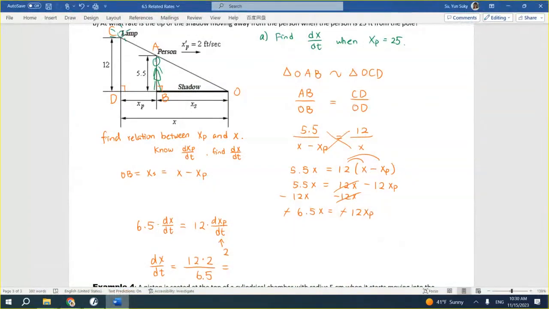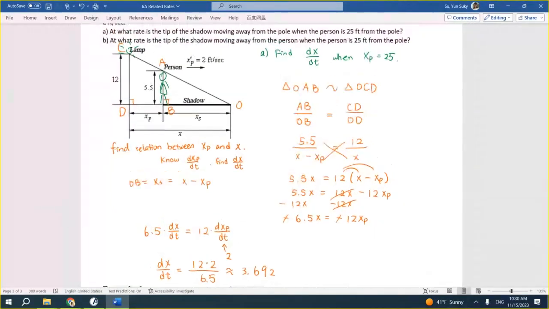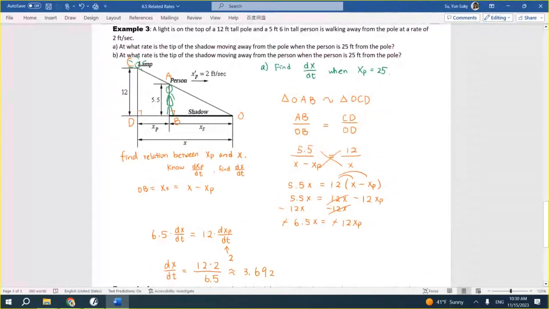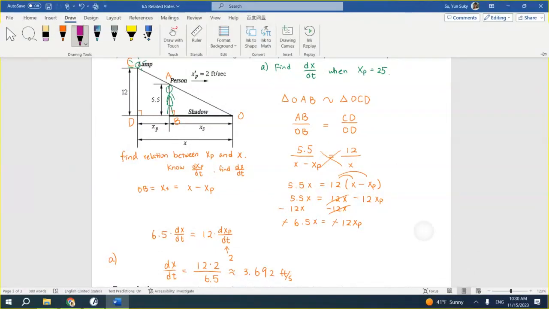Do you have a calculator? What is 12 times 2 over 6.5? 3.69. How about 3 decimal places? 2. Okay, thank you. And what's the unit? Feet per second. Yes, so this is part A. We get dx/dt is 3.692 feet per second. All right, so this is part A.